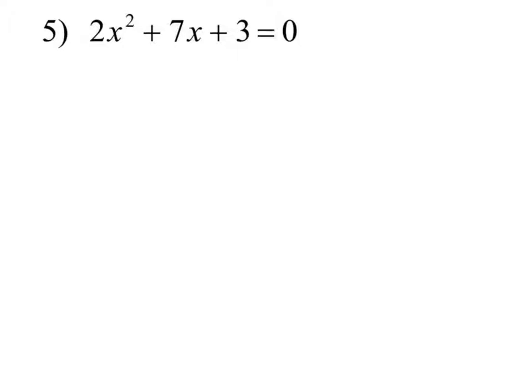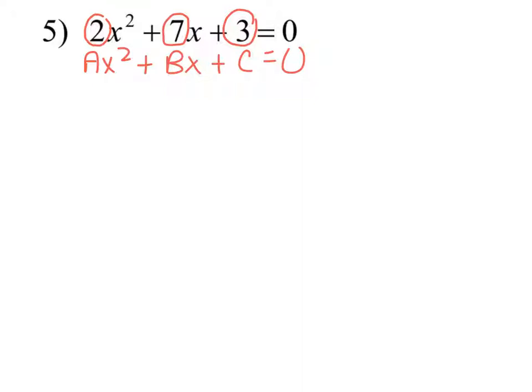So the first thing, no matter which method you're going to use, you want to make sure that your quadratic equation is set up in standard form. That is, ax squared plus bx plus c equals 0. And this particular equation is already set up that way. a is 2, b is 7, and c is 3.